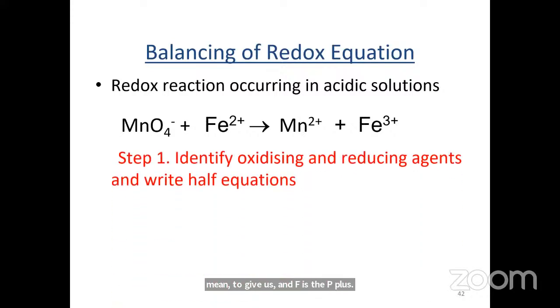The first step is to identify the oxidizing and reducing agents and then write the half equation. Just like we just identified the oxidizing and reducing agents in the previous equation, the same way we are going to identify using all the definitions that we know about oxidation and reduction. Which one is the oxidizing agent? Which one is the reducing agent? So can I see you type in the chat box before I show you the answer?